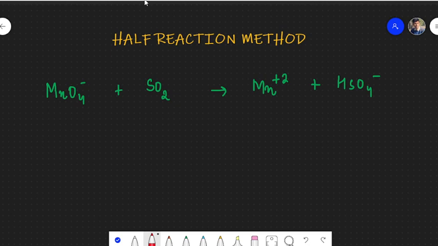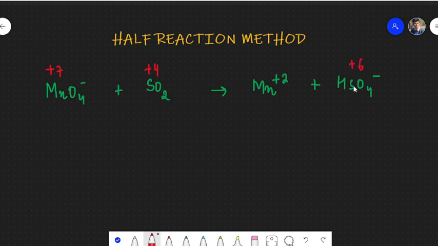In today's video, we are going to balance this given chemical reaction through the half reaction method. So the first step is to write the oxidation state of each element here. So Mn is +7, sulfur is +4, Mn is already given +2 here, and sulfur here is +6.